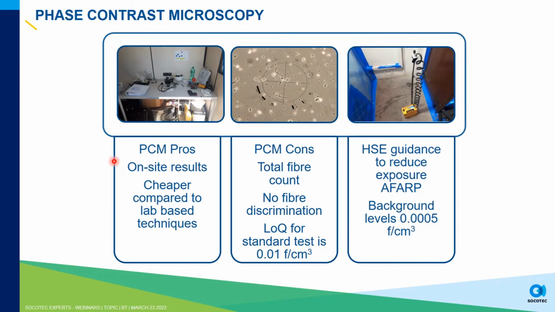However, as I've alluded to, use of PCM does have some disadvantages. Again, it is purely a total fibre count, and there's no fibre discrimination. So if we're using this sort of technique in general occupied buildings, there is a risk that we're going to pick up non-asbestos fibres and count those fibres. So we do need to be careful about what we're counting. Like I say, for the standard test at 480 litres and counting 200 fields, we only get down to 0.01 levels. Therefore, if the guidance from HSE is to reduce exposure as far as reasonably practicable, how do we get down to these much lower levels?